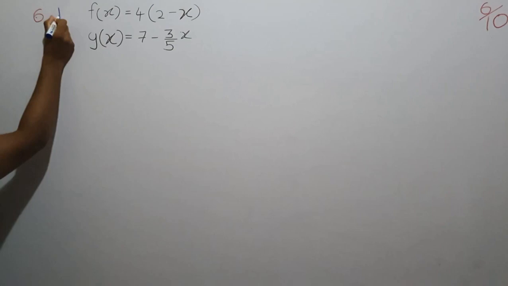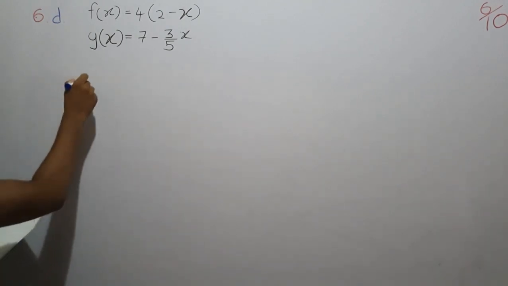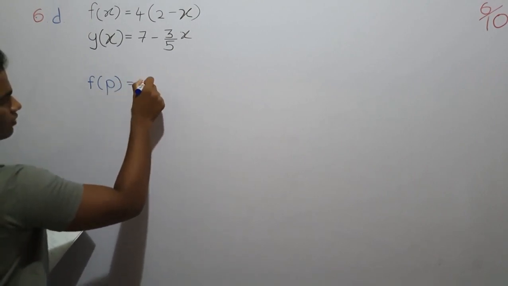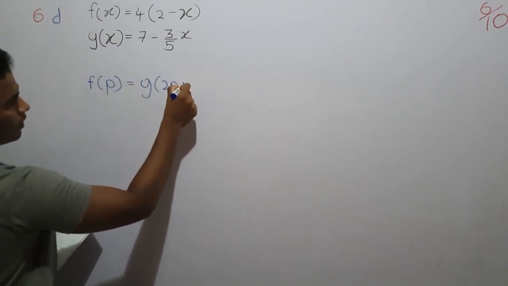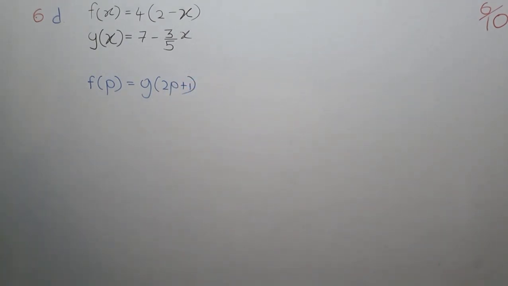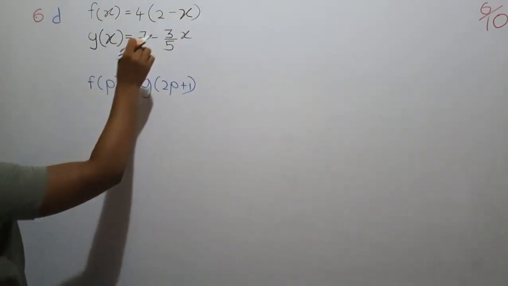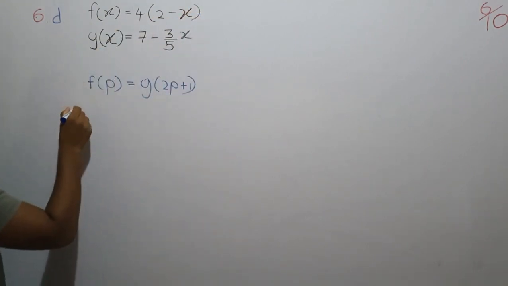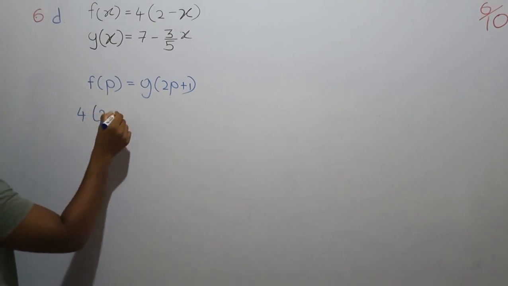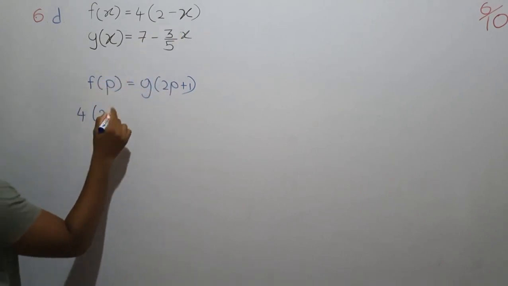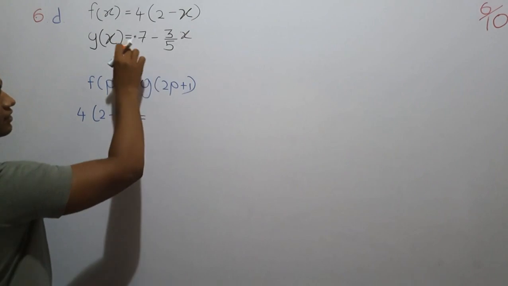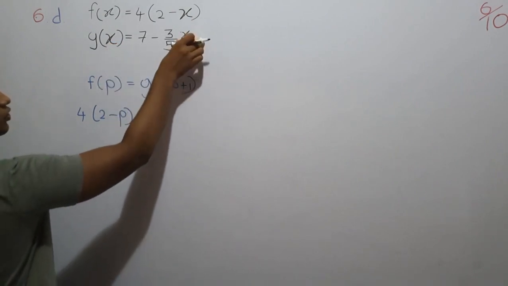So question number 6, part D. We have the question: f(p) equals g(2p plus 1). Now what is inside the brackets should be substituted. So now p is inside the brackets. P should be substituted into function f, 4 within brackets 2 minus, without putting x, put what is inside the brackets, p, equals, now take the whole term as x.